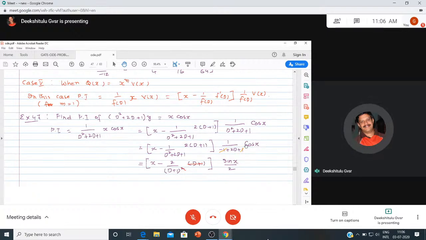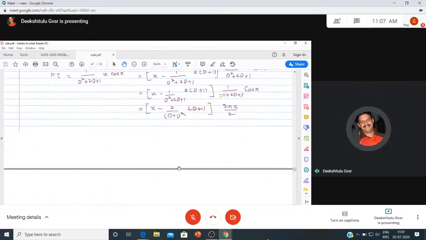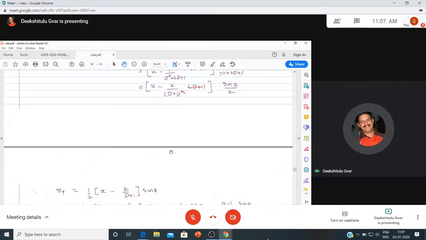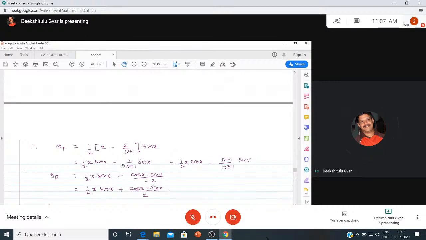So 1 by 2D. If D is the differential operator, 1 by D is the integral operator. So 1 by D cos x is sin x. So this is sin x by 2. So this D plus 1 is cancelled. From this we can write this as, you take this 1 by 2 here, x minus 2 by (D plus 1) sin x is what we have. This is 1 by 2 [x sin x minus 2 by (D plus 1) sin x].